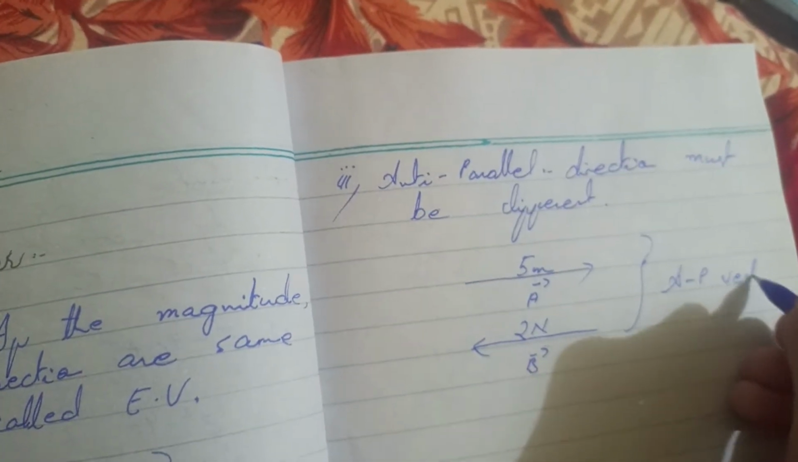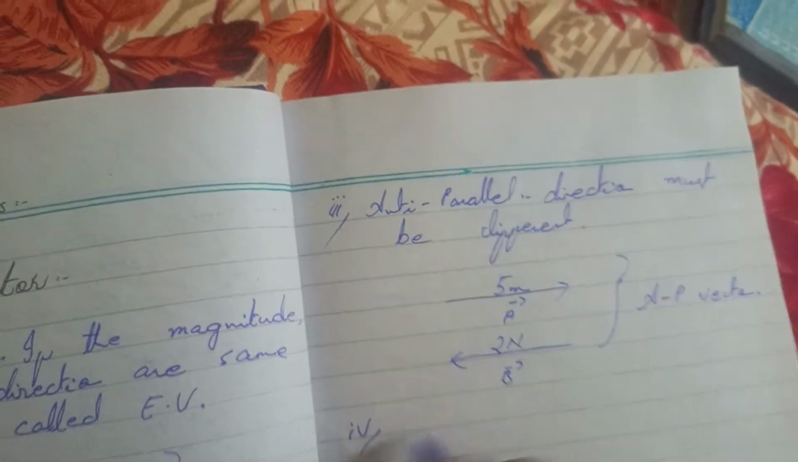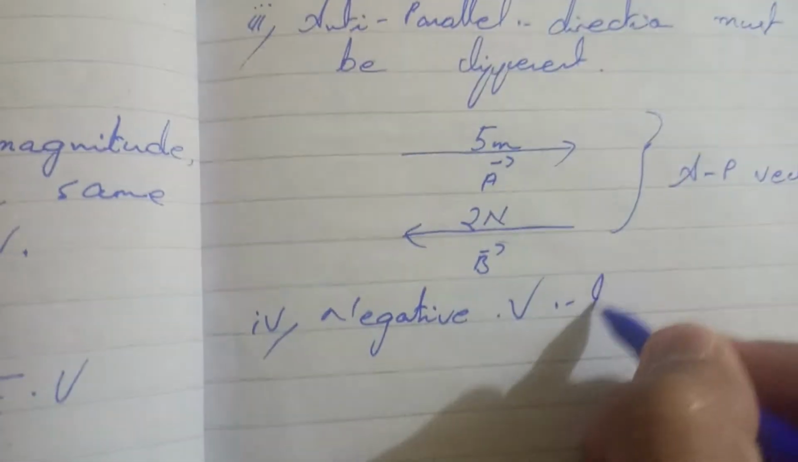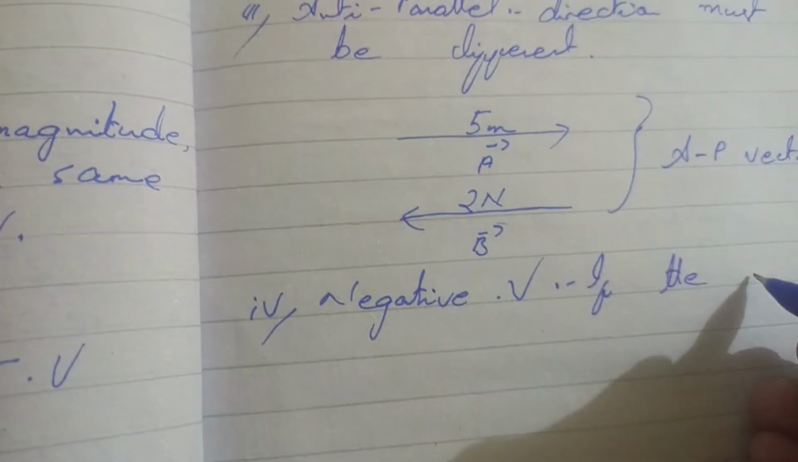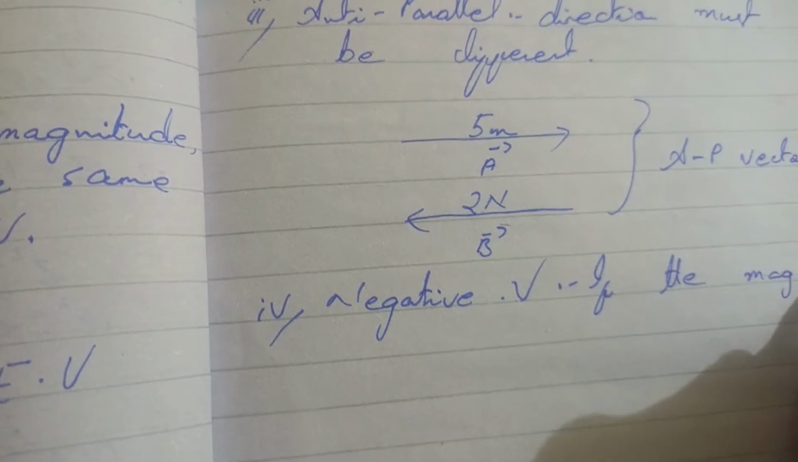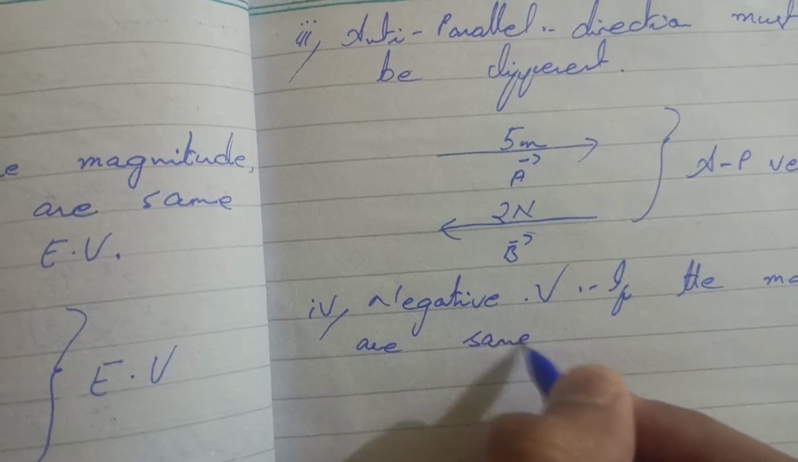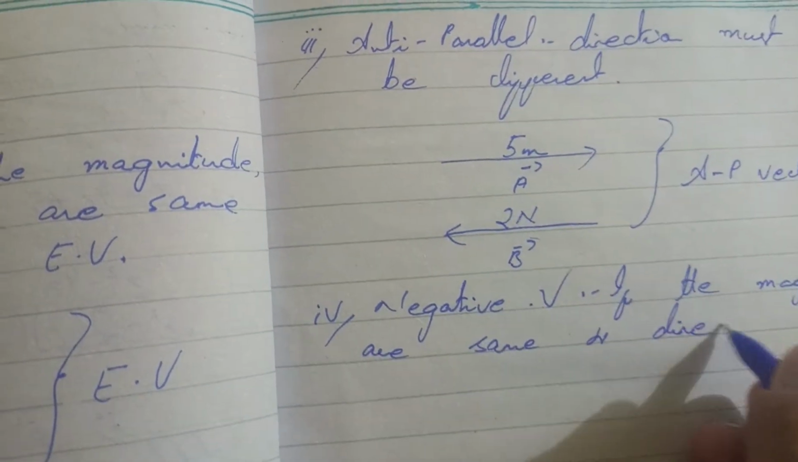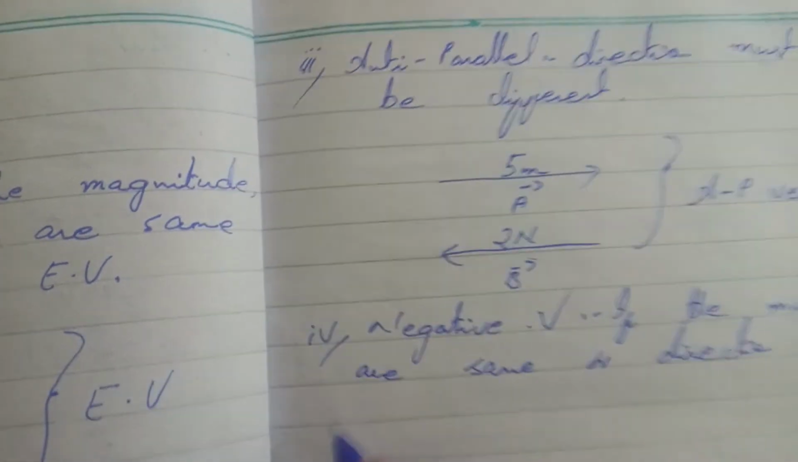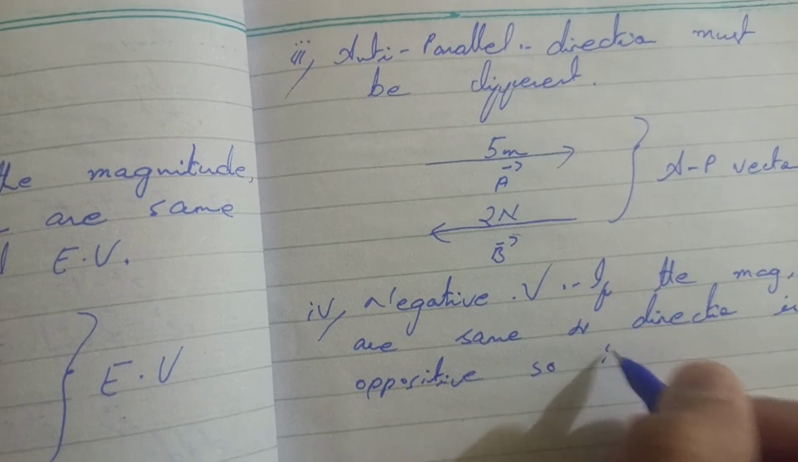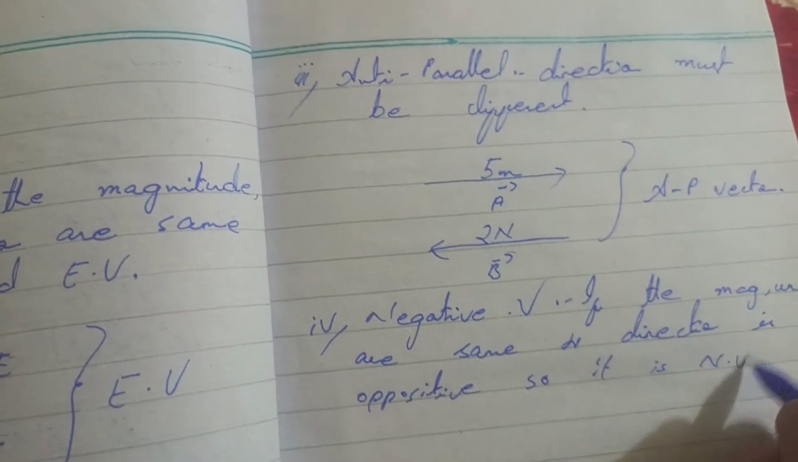Anti-parallel vector. Okay. Fourth, we have negative vector, which is very important. So what does it say? Basically, negative vector says that if the magnitude and unit are the same, and the direction is opposite, then it is a negative vector. So it is negative vector.